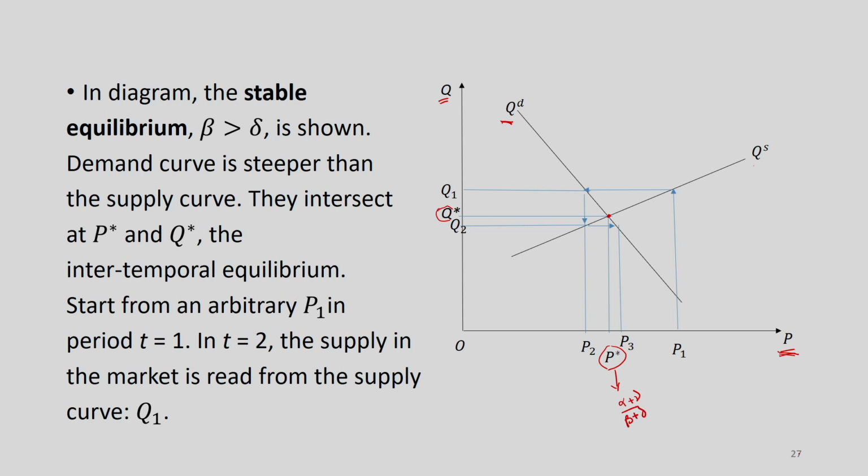All right. Now, we can see how this model works. We start with some arbitrary value, P1, and suppose this is period T equals 1. This is the price prevailing in period 1. As we know, the quantity supplied in the next period will be affected by this price. So, in period 2, the supply in the market is read from the supply curve, and this is Q1. This is the supply in period 2.